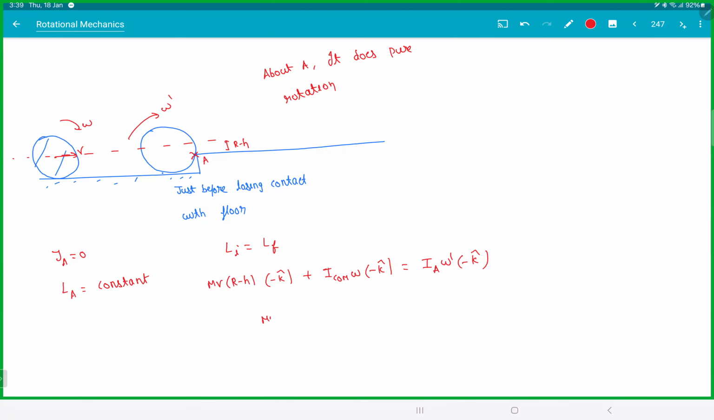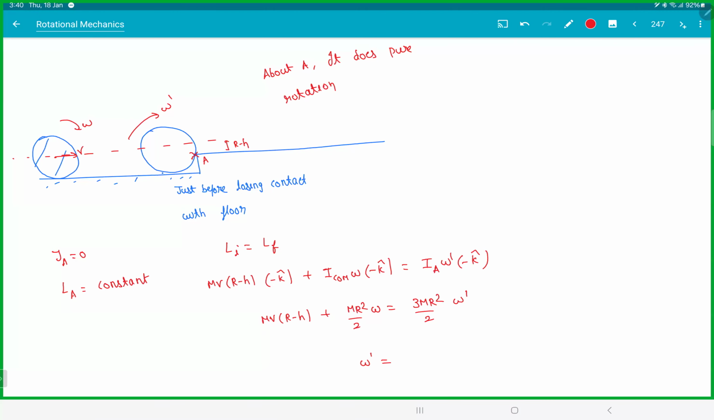So mv(R minus h) plus, for a solid cylinder, MR square by 2 times omega. I_A will be MR square by 2 plus MR square, so 3MR square by 2, times omega dash. So when we solve here, omega dash will come.